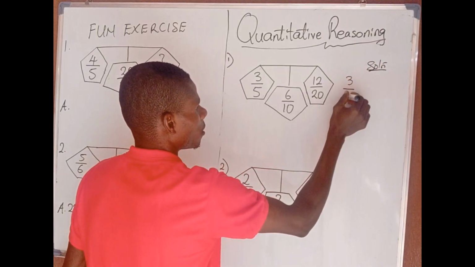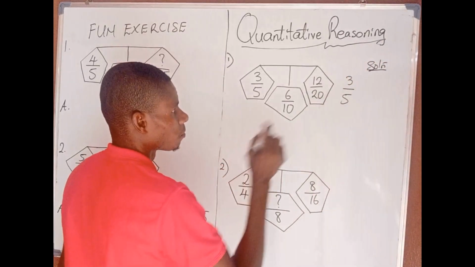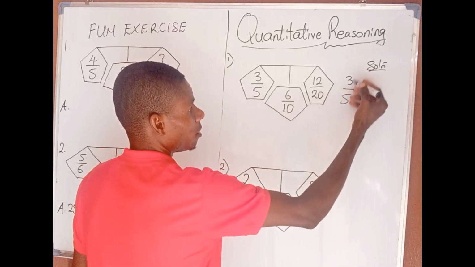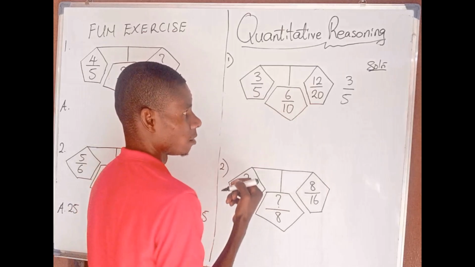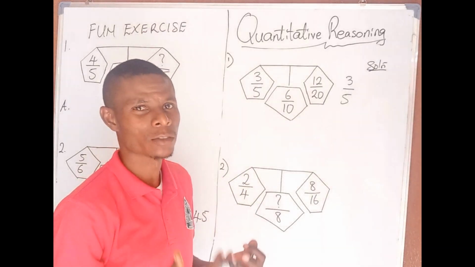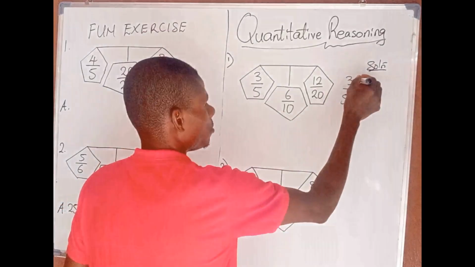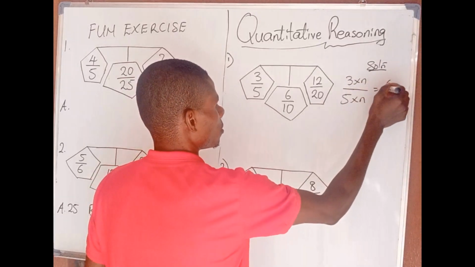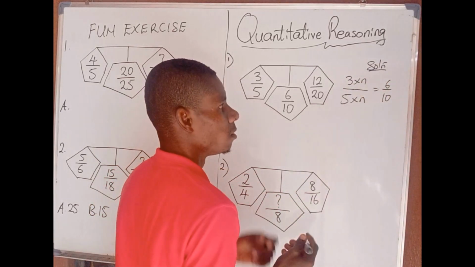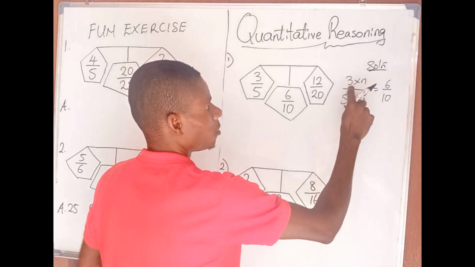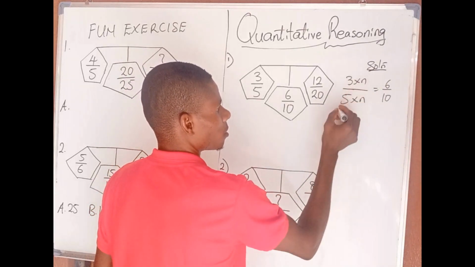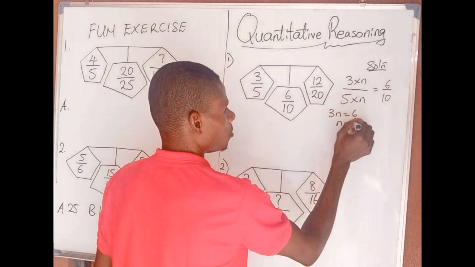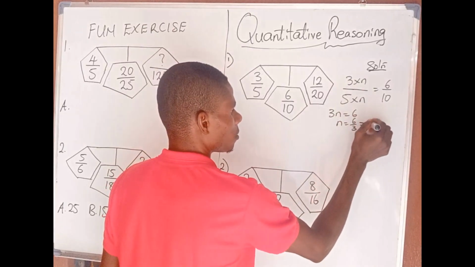This is 3 over 5. We know that if I multiply 3 and 5 by 2, I have 6 over 10. But how do I get these two? Let me say times n equals 6 over 10. From the numerator, 3 times n is 3n equals 6. Therefore, n should be 6 over 3, and this is 2.